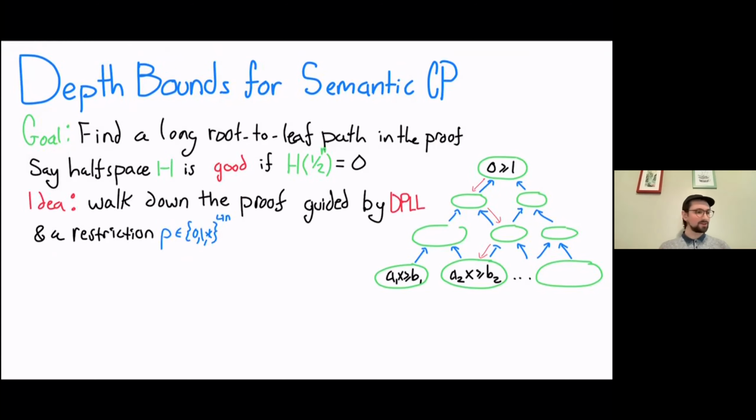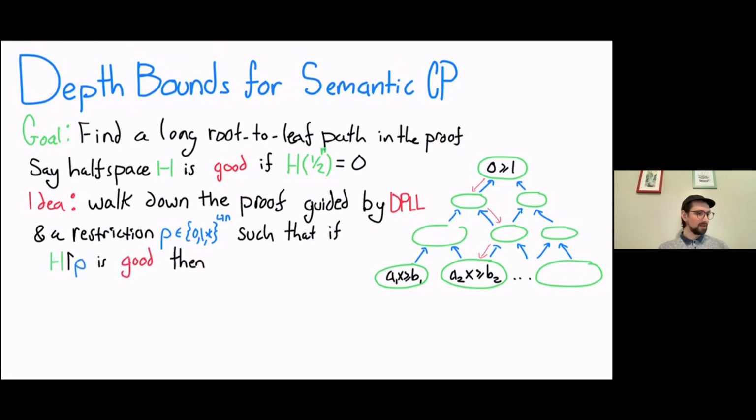And this is standard. We're going to be guided by this DPLL proof, right? The DPLL proof has to be deep, and we're going to use the fact that this DPLL proof is deep in order to guide our walk. To do this, we're going to maintain a partial restriction to the variables, and we're going to keep updating it, and it's going to tell us which way to go at each step in the proof.